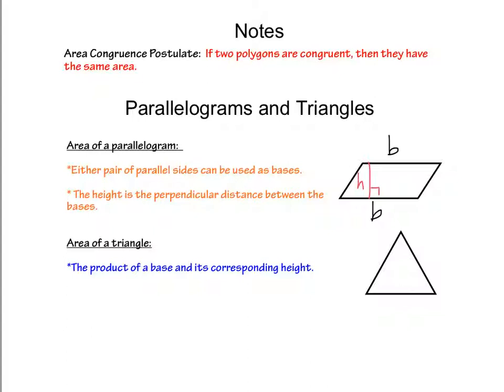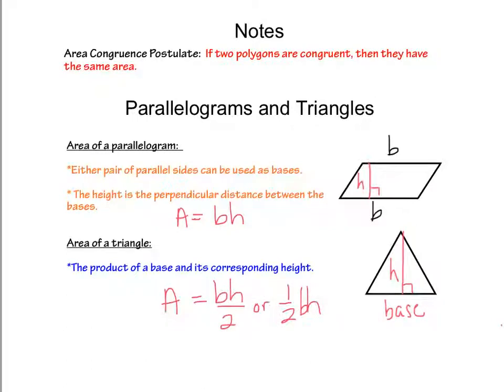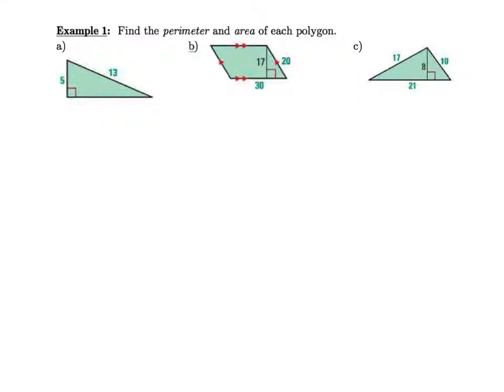Area of a triangle we talked about on Wednesday, and you just have to have a base and a height. One thing I forgot to mention is that the area of a parallelogram is base times height, just like the area of a rectangle. Area of a triangle, we have discussed already, is base times height divided by 2, or 1/2 base times height. In our first example, we have a triangle, so we're going to use the formula base times height divided by 2.